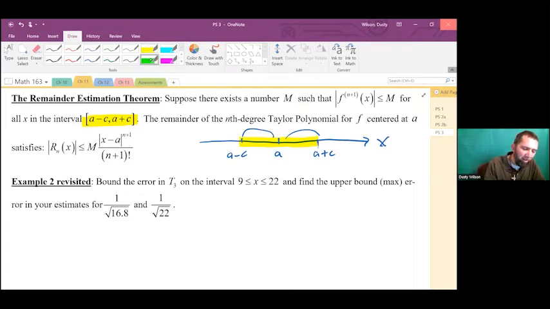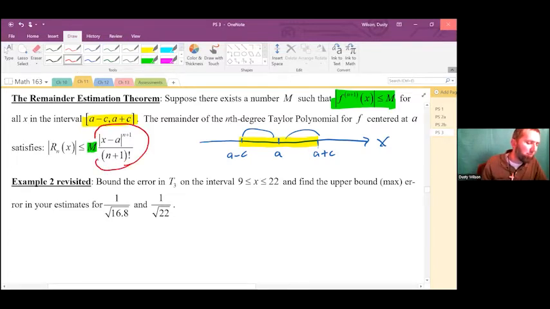The second thing is that this inequality up here, where the absolute value of the n plus 1th derivative of f of x is less than or equal to M, gives you the M part of the formula below. So we're going to use the n plus 1th derivative to find the M. You're always going to have the second part of the formula, which is the absolute value of x minus a raised to the n plus 1 over n plus 1 factorial.